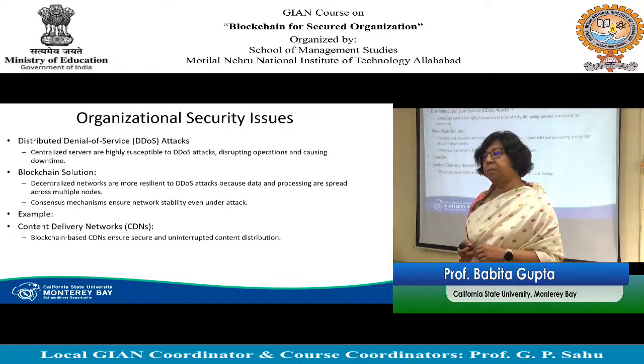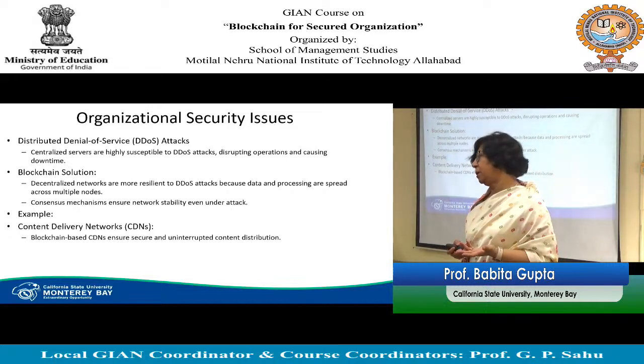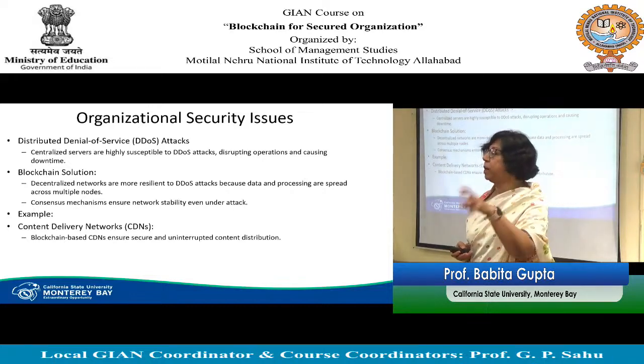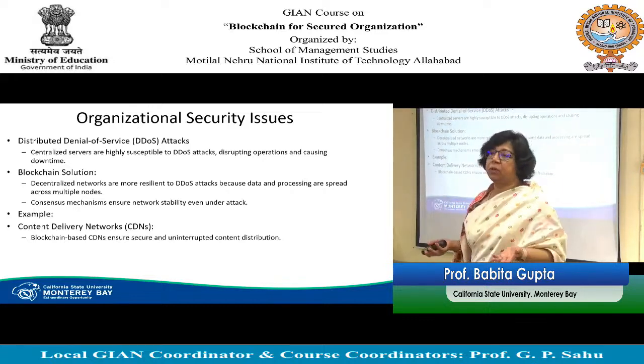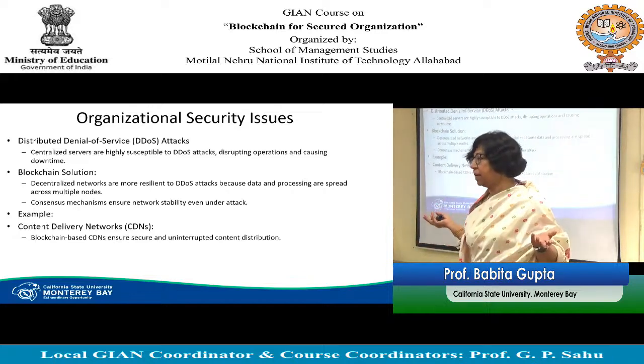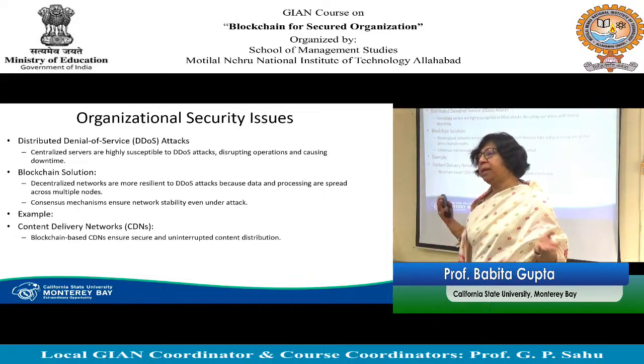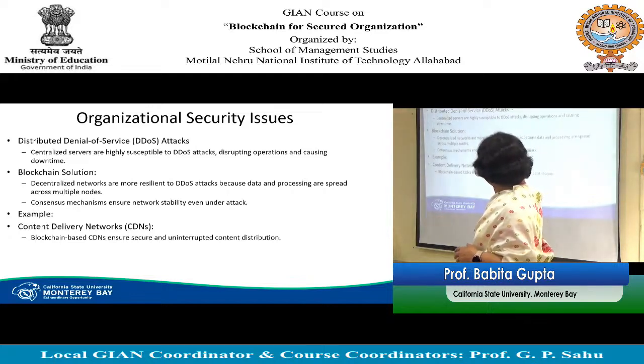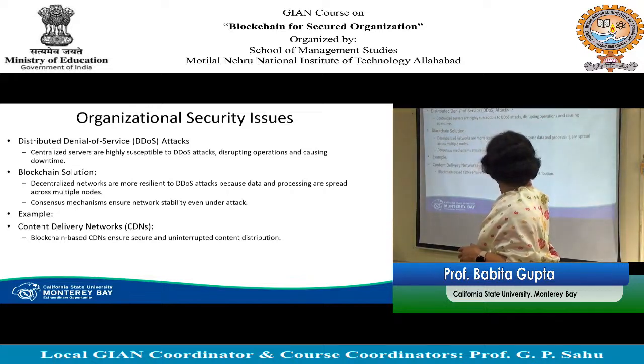Sometimes some entity, hacker or entity would send so many requests at the same time to the servers that the servers get overwhelmed. It's beyond their capacity to process these, so they shut down, right? So when that happens, it's called distributed denial of service, and it causes huge disruptions and downtime.